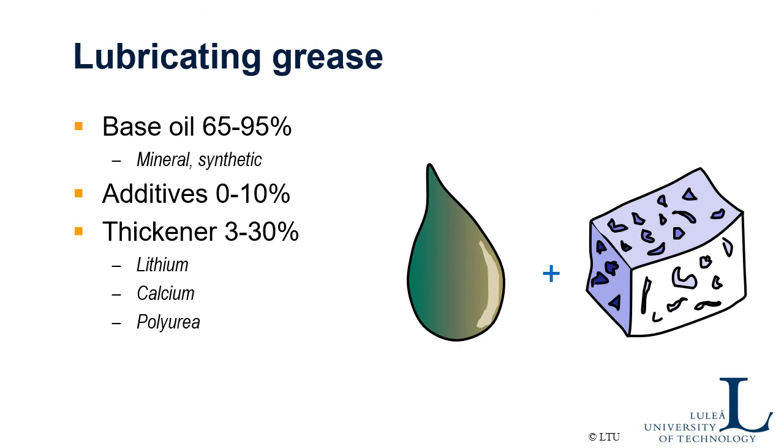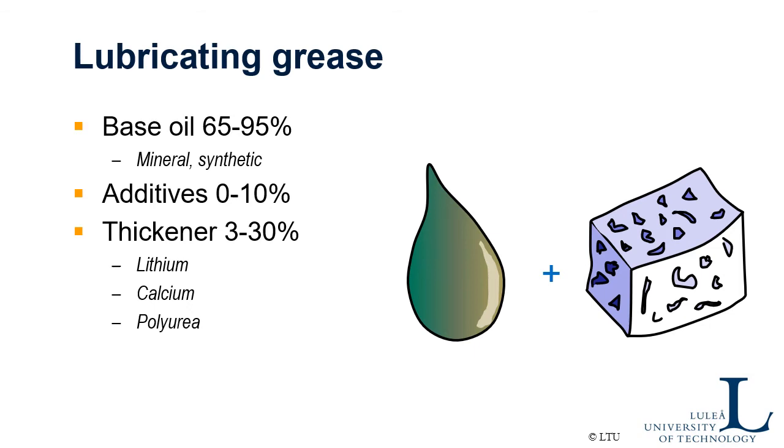A few words about lubricating greases too. A grease is some kind of semi-solid lubricant. It behaves a little bit like a solid, but it contains a lot of fluid. So it contains the base oil, as we discussed before. It normally contains additives, and it contains the thickener that creates this solid behavior. That thickener can be made in different ways, of lithium, calcium, polyurea, for example.